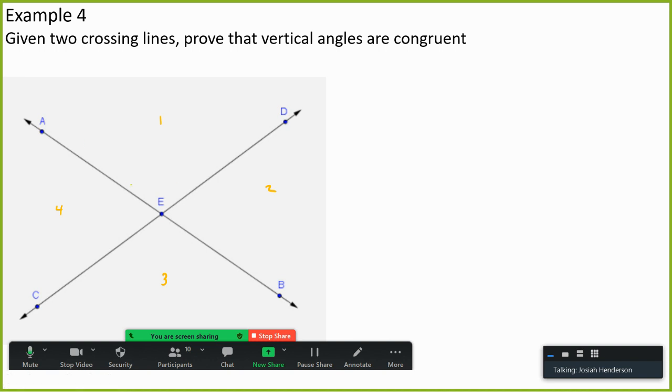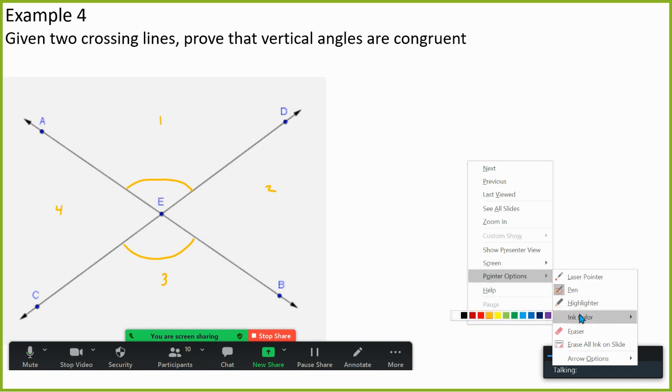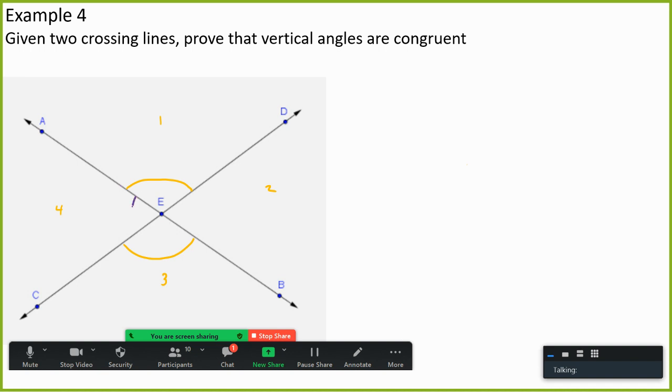Angle AED is the top one. At the bottom, we could call that angle CEB. And then left and right, we've got angle AEC on the left and angle DEB on the right. Our goal is to show one step at a time that my two orange angles on top and bottom have to be congruent to each other, or we could show that the two purple angles side to side are congruent to each other.